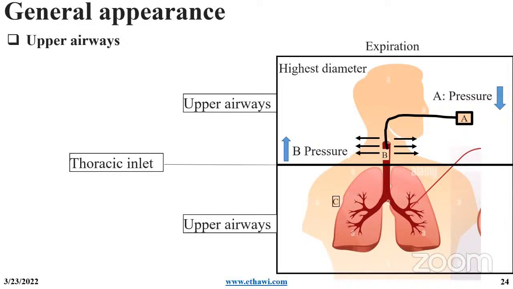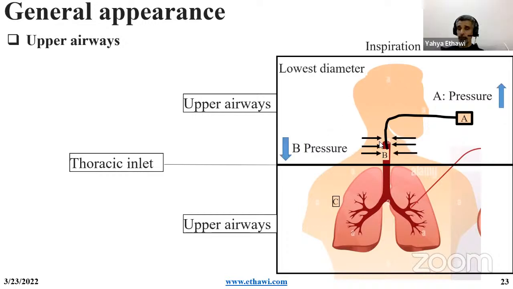Highest diameter for the upper airway? Okay, upper airway, we're talking about the upper airway. So the largest diameter is during expiration, while the smallest diameter is during inspiration.